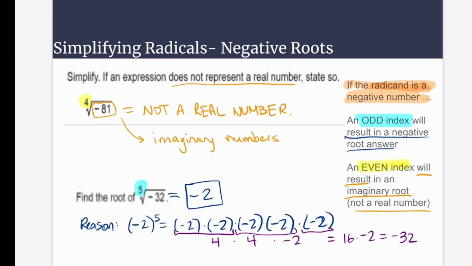So if you're multiplying a negative number to an odd power, any odd power, you're going to get a negative number because of the rules for multiplying and dividing integers. So that's how you simplify all types of radicals with numbers, regardless of what the index is.